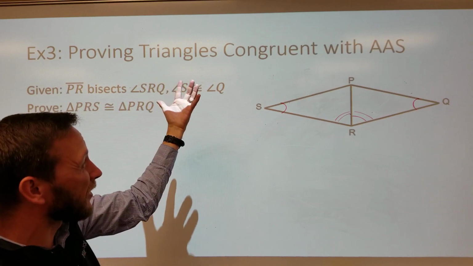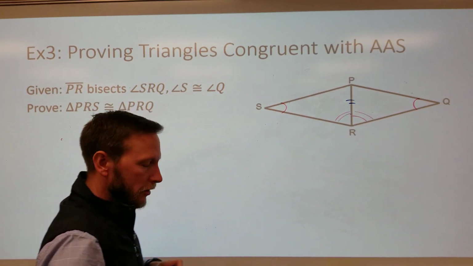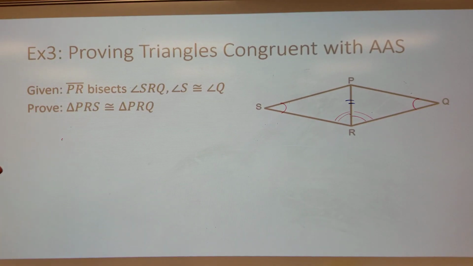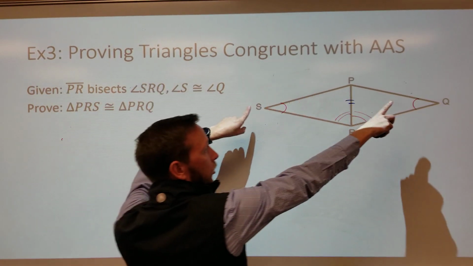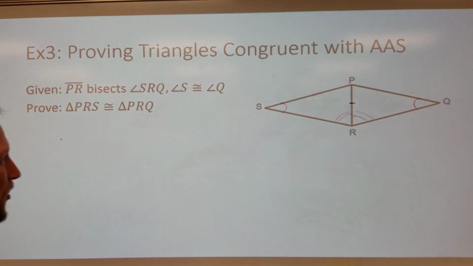There's nothing else given there. All right, so I have to use reflexive POC to say that RP is congruent to RP. So that's what I'm going to do, and then I have a pair of angles marked once, a pair of angles marked twice, and a pair of sides. All right, that I can mark once or twice, doesn't matter.